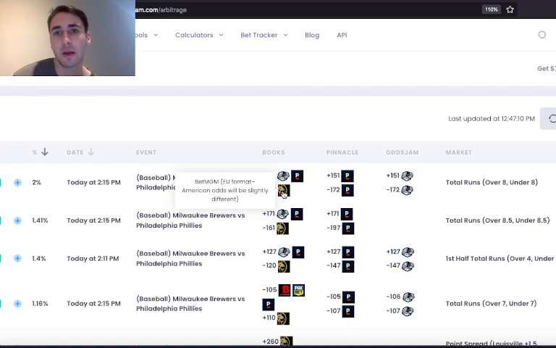You look for value in lines, and you use sharp sportsbooks such as Pinnacle and Bookmaker as a point of reference for what the odds should be. And you place bets that are mathematically profitable that way. Or, as I mentioned, you can make risk-free returns of 2%, 3% a day just arbing these bookmakers, just placing two equal and opposite bets on sportsbooks.